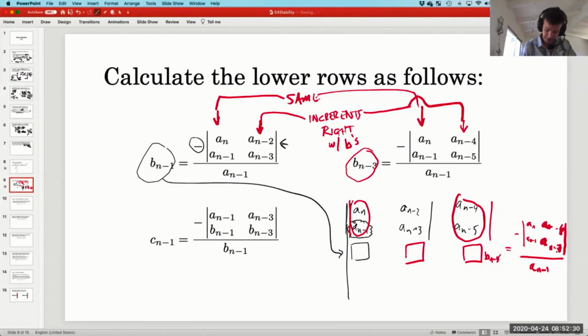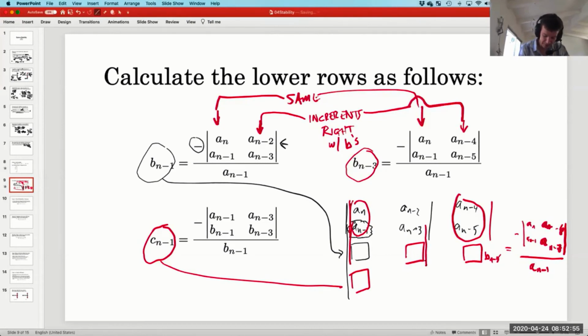So let's talk about how to go to the next row. So this would be the C row. And to find the C entries, you're going to do the exact same procedure where instead of the top 2 rows, you're just going to look at the 2 rows above your C row. So to get C sub n minus 1, I want to take the determinant of these 4 numbers, a n minus 1, b n minus 1, a n minus 3, b n minus 3, and I want to normalize by the leftmost entry in the B row. Okay.